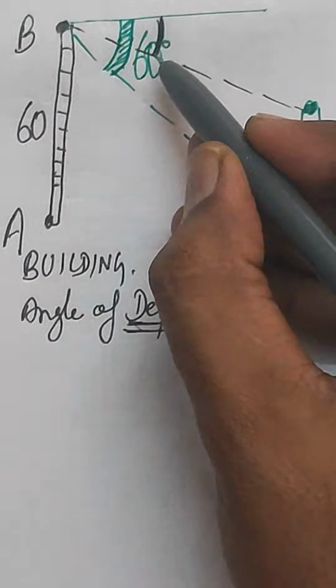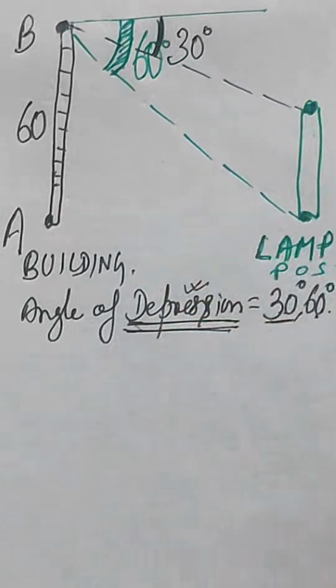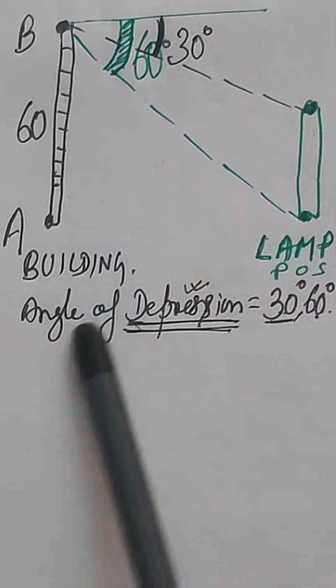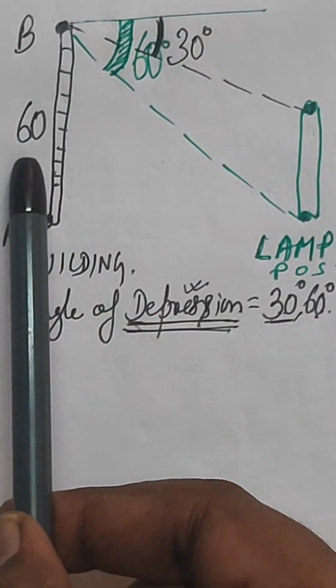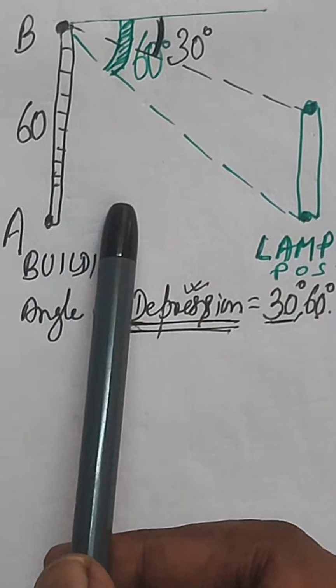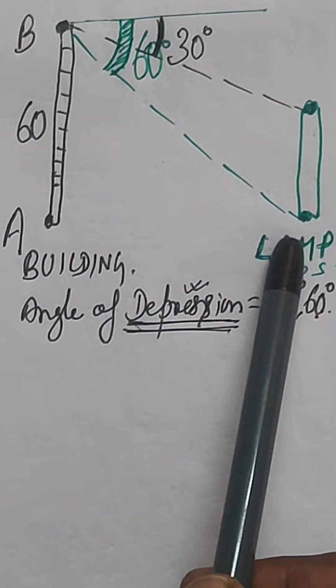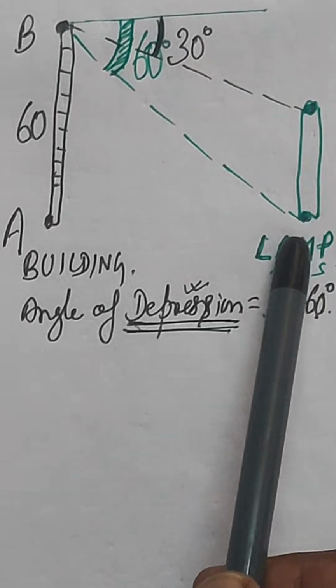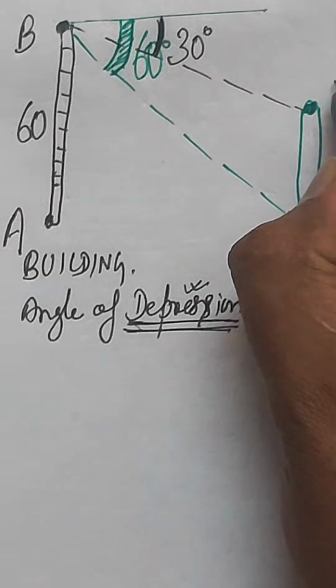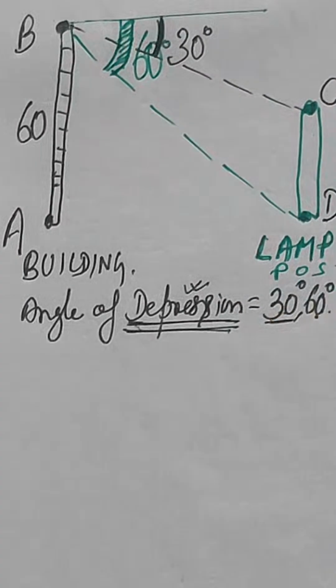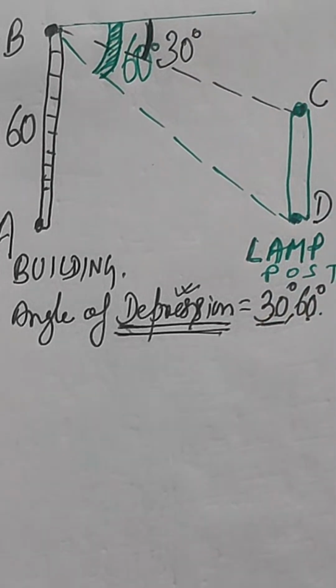So definitely this bigger angle, this one, is of value 60 degree, right? And the smaller angle will be of 30 degree, because it's mentioned that from the top of the building AB, 60 meter high, the angle of depression of the top and bottom of the vertical lamp post CD. So this is given to you as CD. This is the lamp post. Okay. Now, respectively, right?